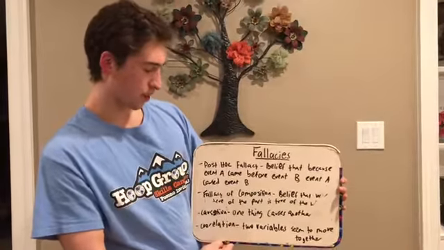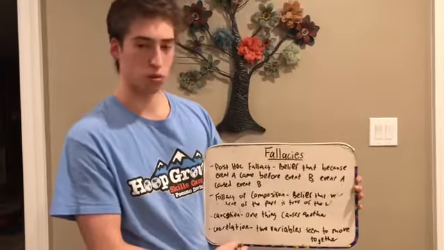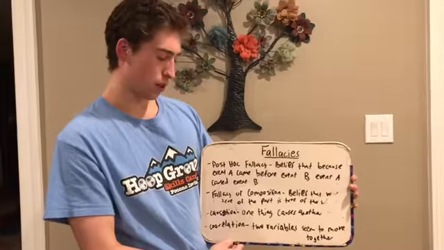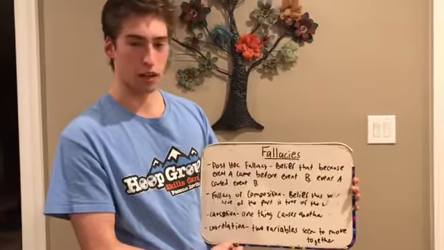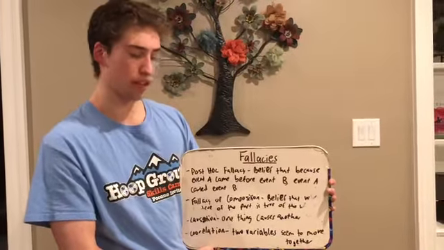The next fallacy we have is the fallacy of composition, which is the belief that what is true of the parts is also true of the whole. And next we have causation, which is one thing caused by another. And then correlation, which is two variables that seem to move together.